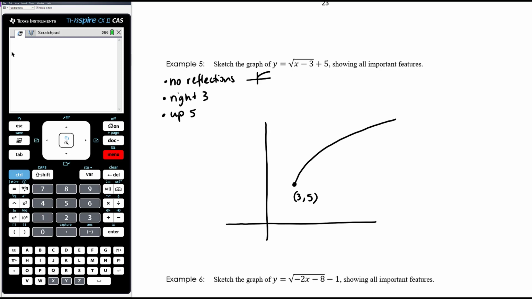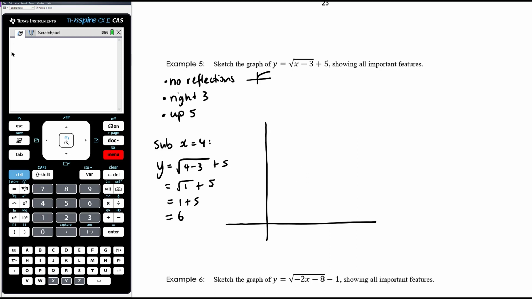Okay, so therefore we're not crossing the axes at all, so we need minimum 2 points, so again we need another point. We want to substitute something past x equals 3, so let's substitute x equals 4, which means we're going to have y equals the square root of 4 minus 3 plus 5, which is root 1 plus 5, so that's 1 plus 5, which is 6. So it goes through the point 4, 6. Now again, I probably want to think a bit about scale here. 1, 2, 3, 1, 2, 3, 4, 5, 6. Okay, so 3, 5 and 4, 6.